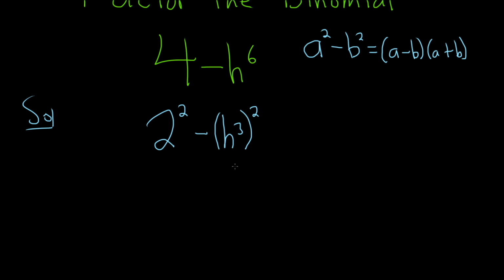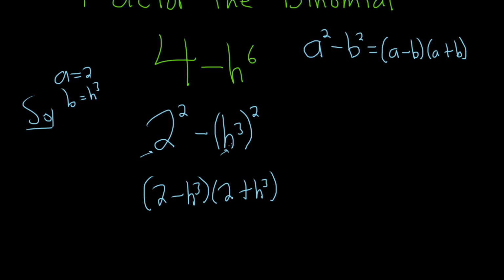All right, so now we use the formula. Our a is 2 in this formula, and our b is h cubed. So it'll be a minus b, a plus b. I actually don't even think about a and b. I just think of it as this one minus this one. So 2 minus h cubed. And then you just add them. So 2 plus h cubed.